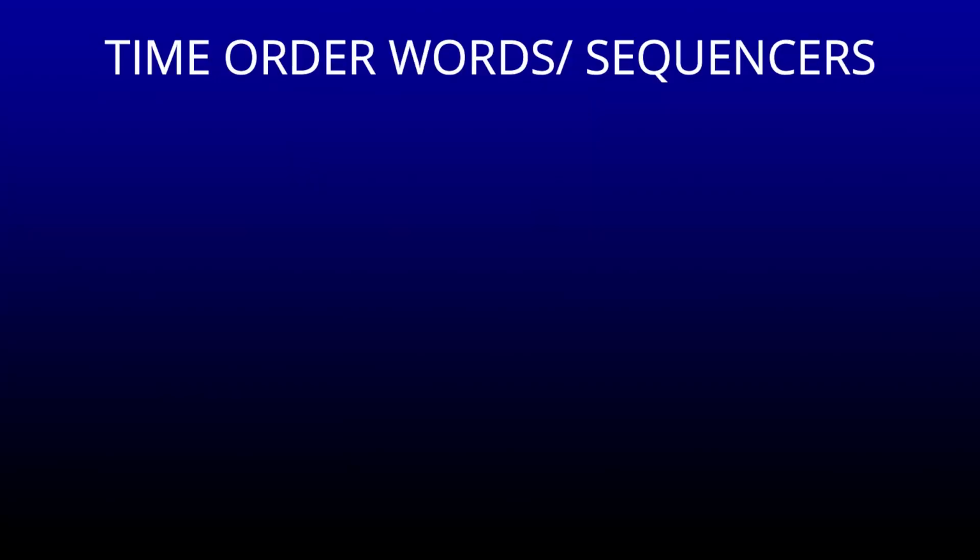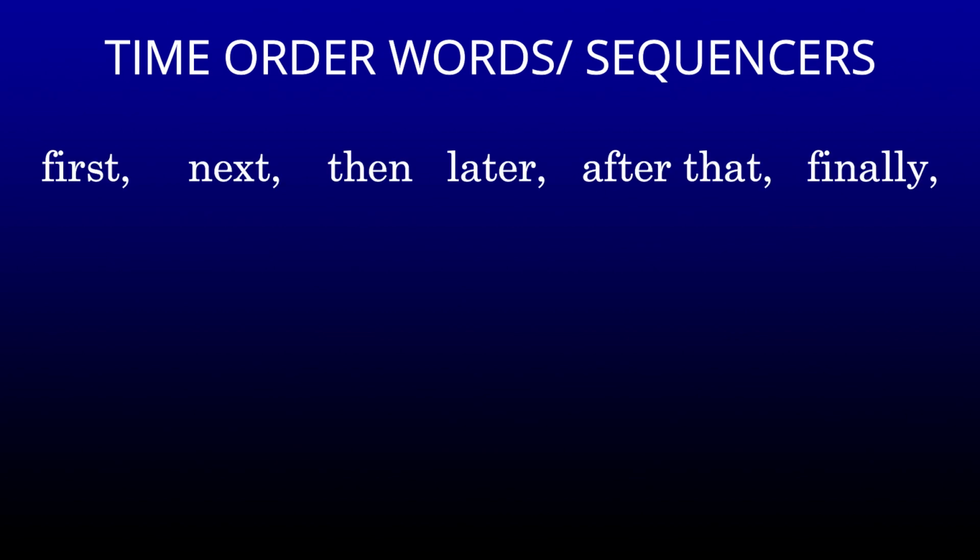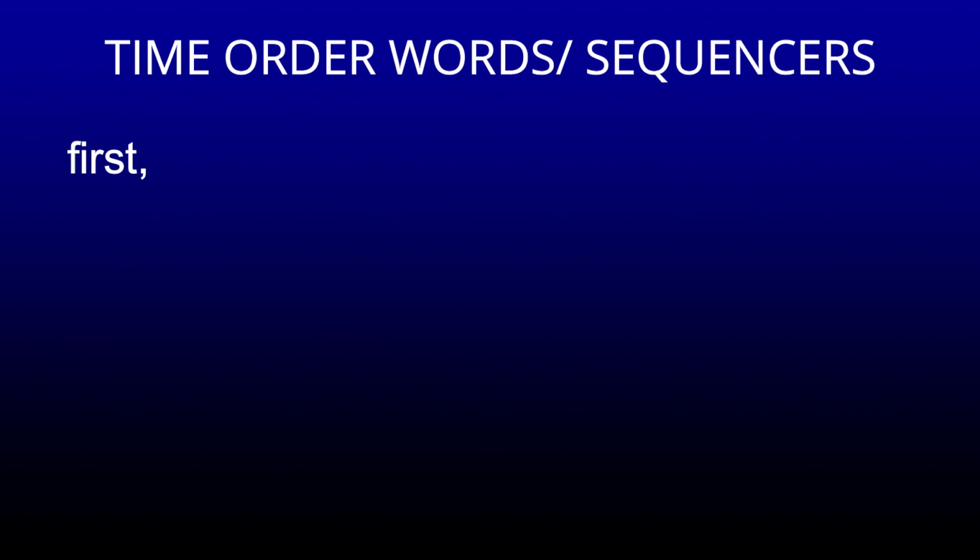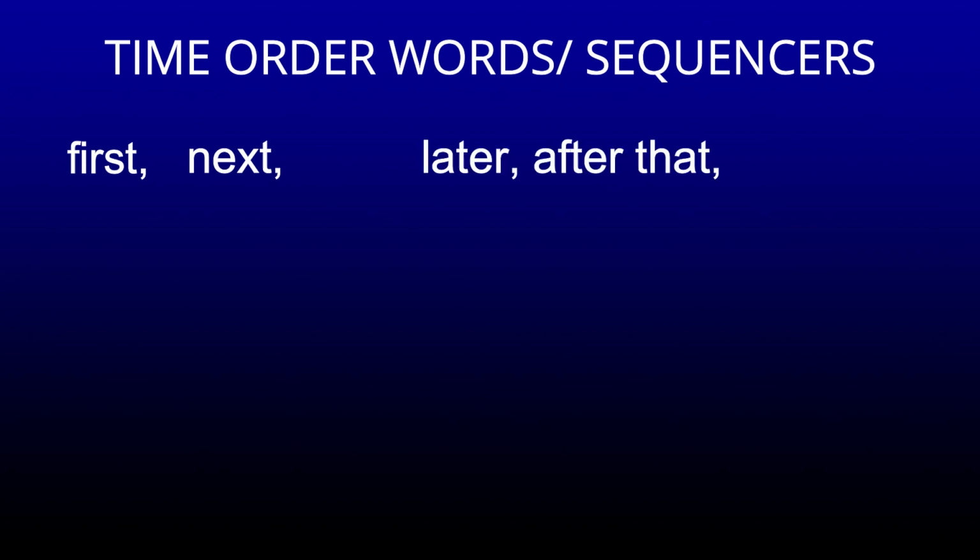I have here examples of time order words or sequencers. We have here first, next, then, later, after that, and finally. As I've said, we are going to use a comma, for example, after the time order word first. Next, later, after that, and finally also take commas. But for then, we are not going to use a comma. Okay, take note of that.